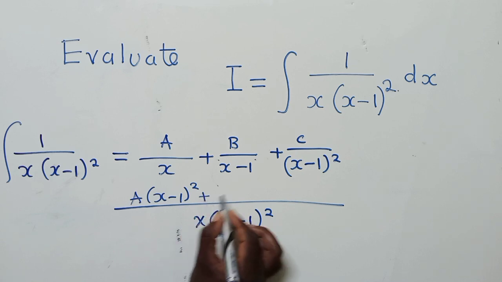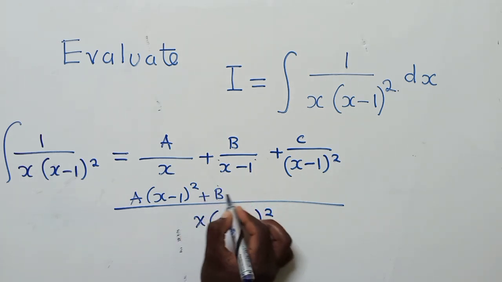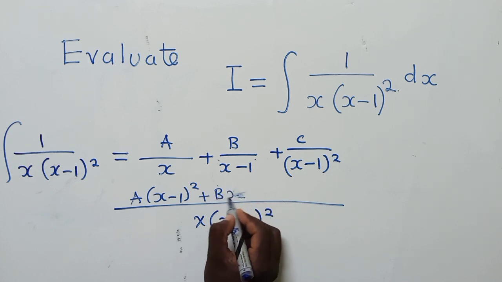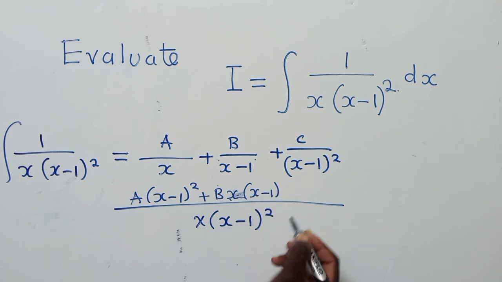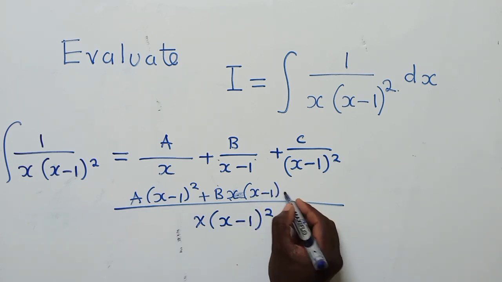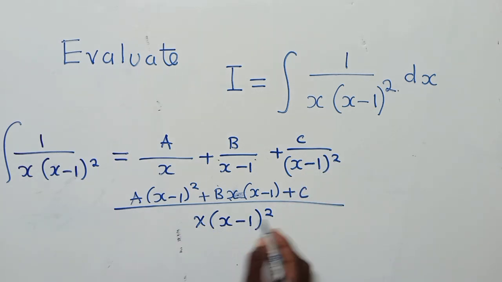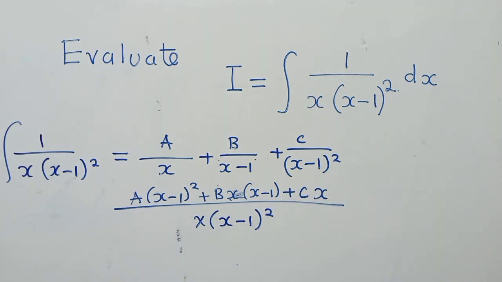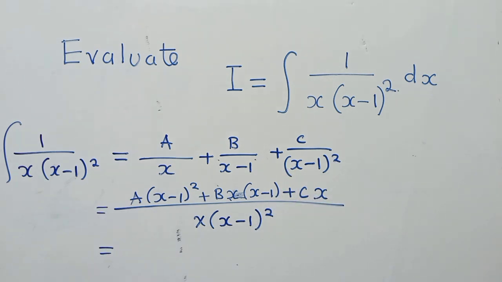Then we say plus. If we get this denominator into this, we shall remain with x here. It will just be Bx(x minus 1). And then here, this denominator into this, we shall just remain with x, because this and this will cancel. I guess somebody is following what I'm doing.